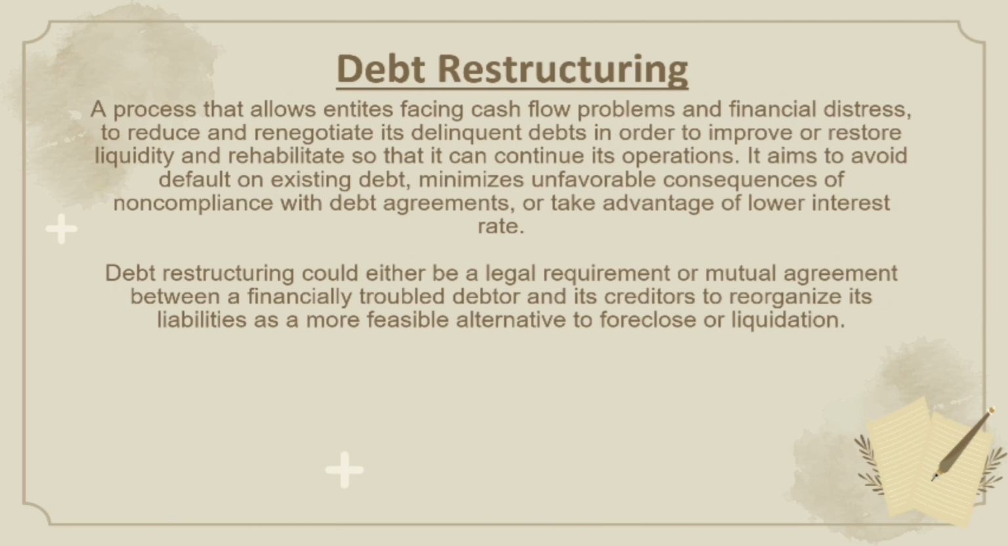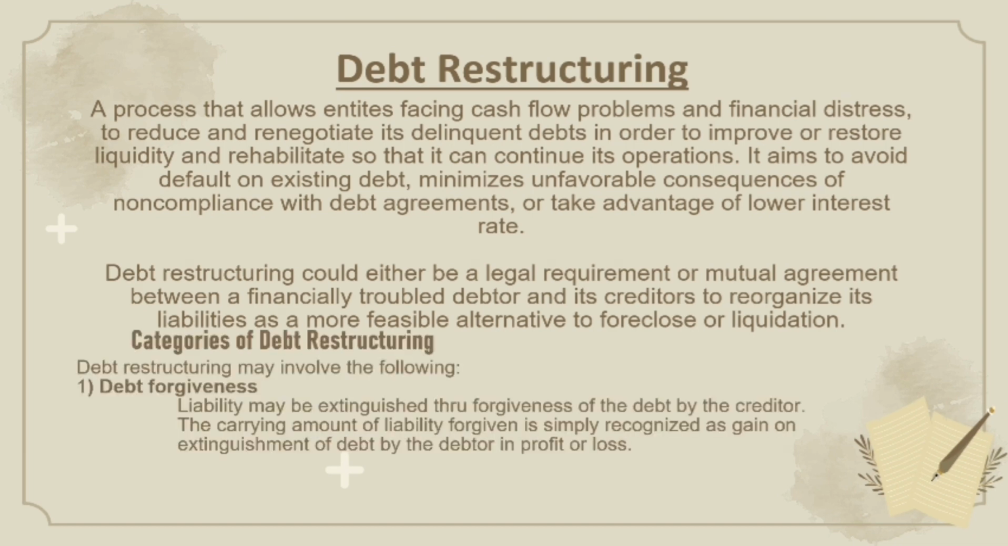It aims to avoid default on existing debt, minimize unfavorable consequences of non-compliance with debt agreements, or take advantage of lower interest rate. Debt restructuring could either be a legal requirement or mutual agreement between a financially troubled debtor and its creditors to reorganize its liabilities as a more feasible alternative to foreclosure or liquidation. The categories of debt restructuring we have here: debt forgiveness.